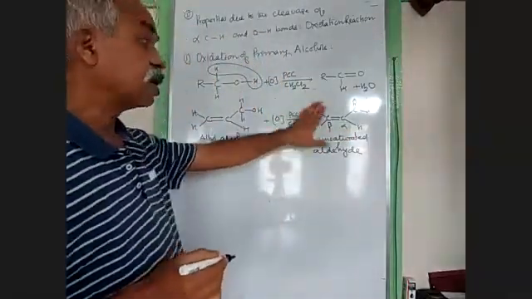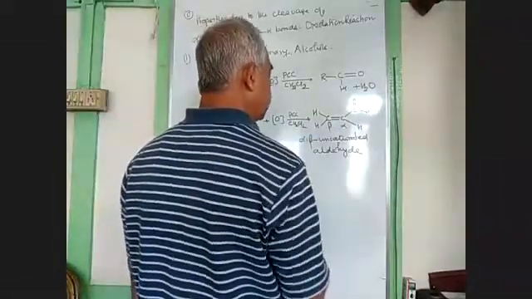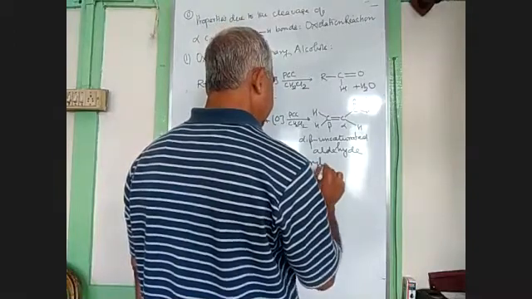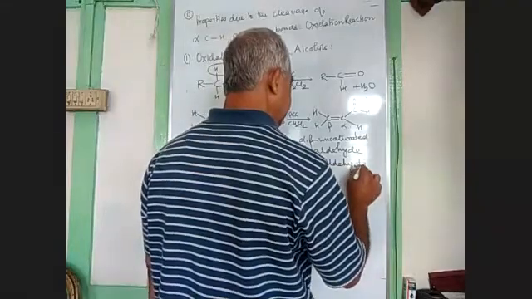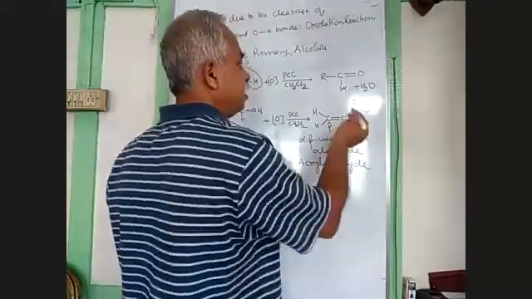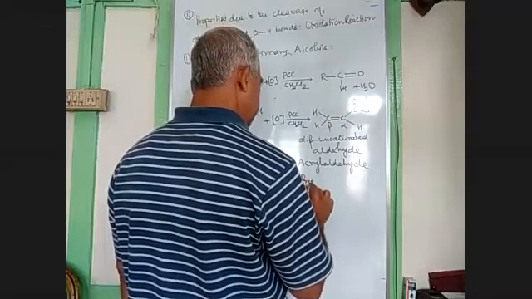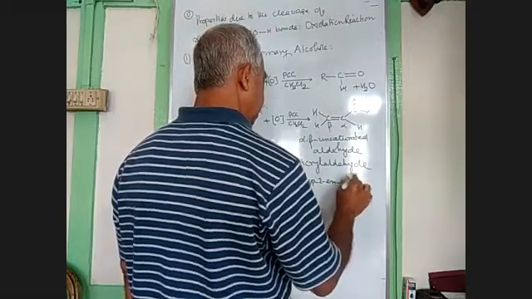Right, this is the class. And what is the name of this compound? The name of this compound is acrylaldehyde. The IUPAC name is very easy. See, 1, 2, 3. You call it prop-2-en-1-al, or propenal.